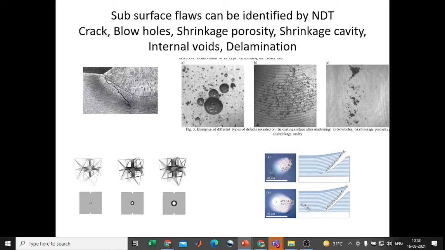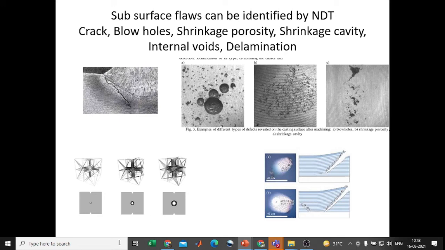Then what are all the subsurface flaws? What is meant by subsurface flaws? The flaws may be underneath the surface by 1 mm or 2 mm. There are a lot of defects that may be present in the workpiece material after it is manufactured. So what are all the flaws available? The flaws can be identified by NDT processes, for example a crack.